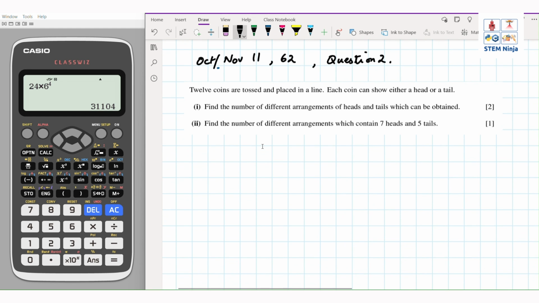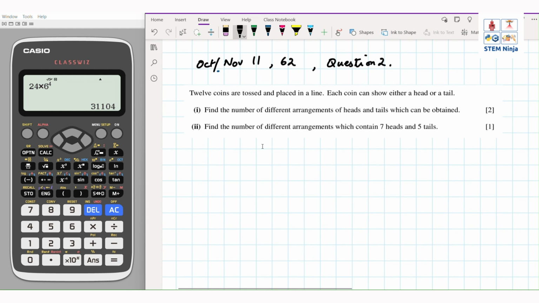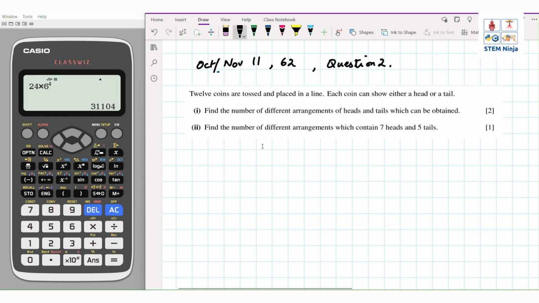All right. So 12 coins are tossed and placed in a line. Each coin can show either a head or a tail. Find the number of different arrangements of heads and tails which can be obtained. So this is very easy. So we have 12 coins, 1, 2, 3, up to 12, and each of these have two choices. We can have either head or a tail. So 2, 2, 2, and so on. So basically 2 raised to power 12, because each of these has two choices.